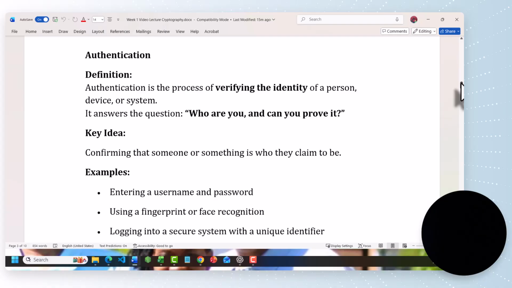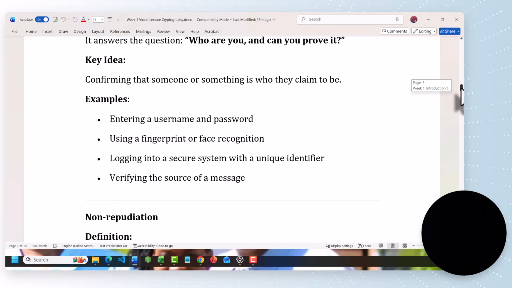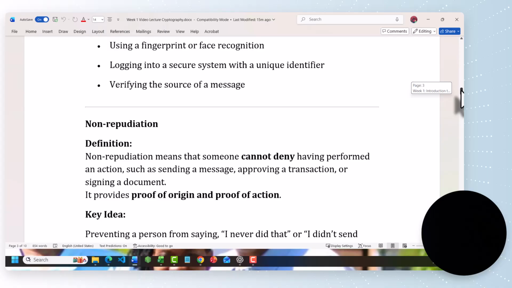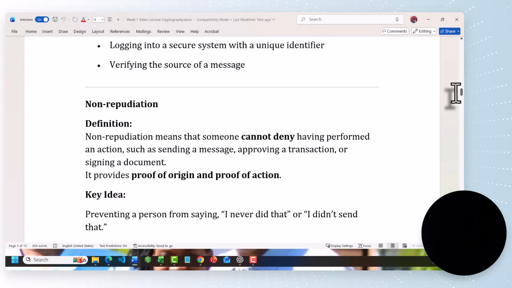Key idea: confirming someone or something is who they claim to be. Examples: entering usernames and passwords, using fingerprint or face recognition, logging into secure systems with your unique identifier, verifying the source of the information. Again, all of this is boiling down to data security and using cryptography to enable these things that we're talking about as far as the four legs.